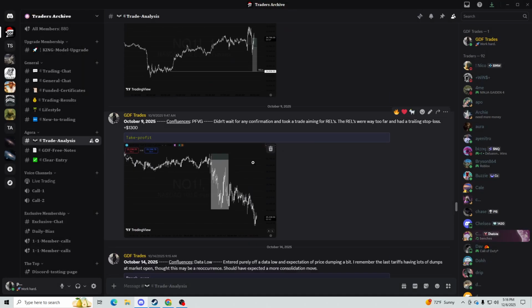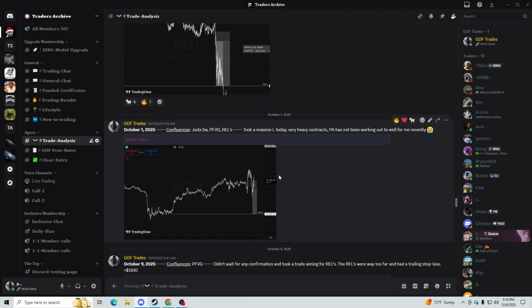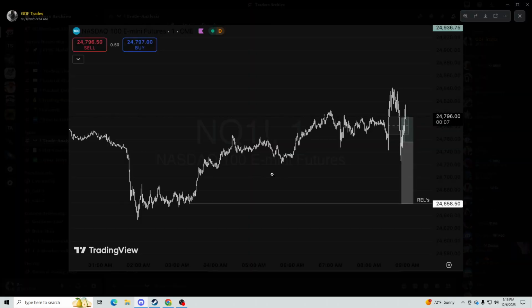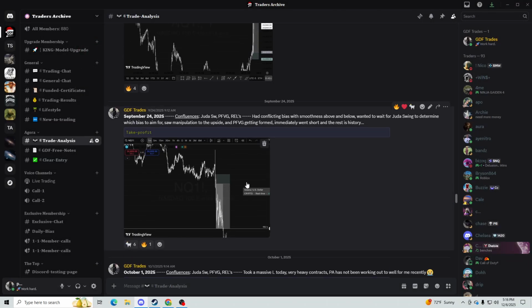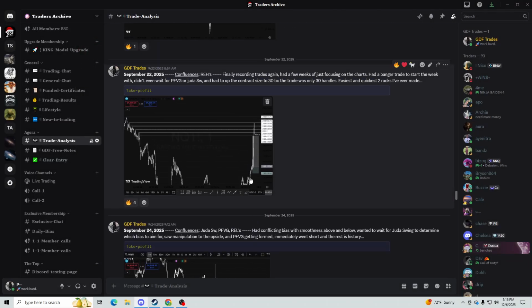Here's a short example with no relative equal lows on screen, sadly. Okay, here we go. Here's a short example. Sadly, this trade stopped out as well. But this is essentially what you're looking for, is all these relative equal lows right next to each other, smooth and flat price action. And it's a very simple concept. It's not too hard to learn.